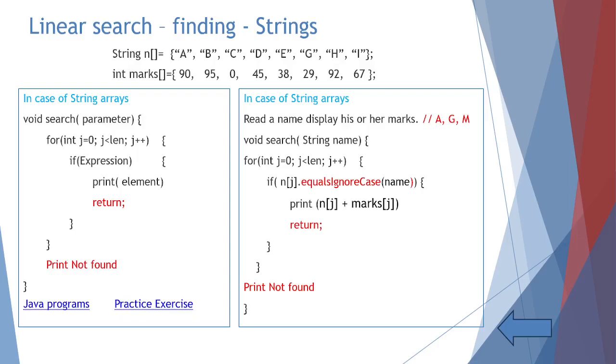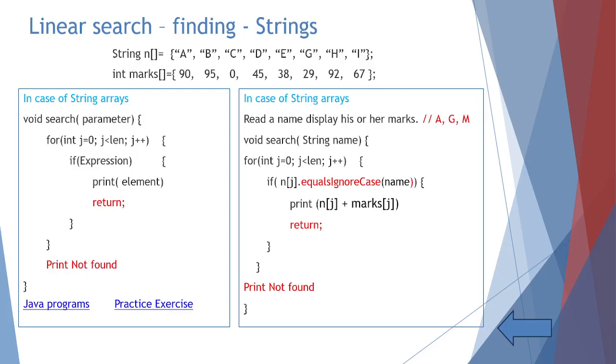Let's assume it is not found. Then the for loop checks all the elements and reaches after the for loop. No return statement is accessed. Then print not found.